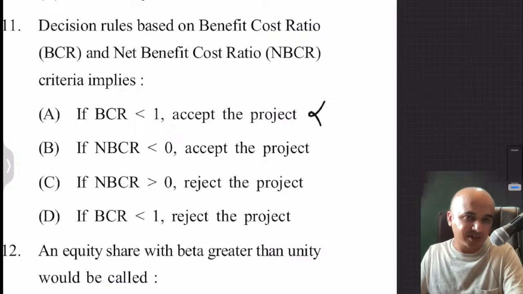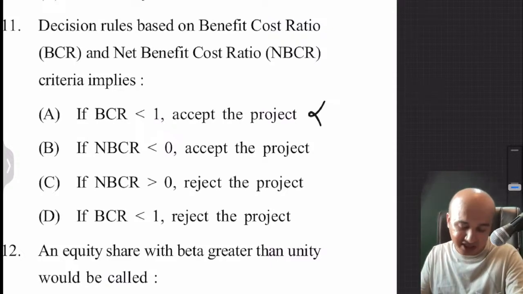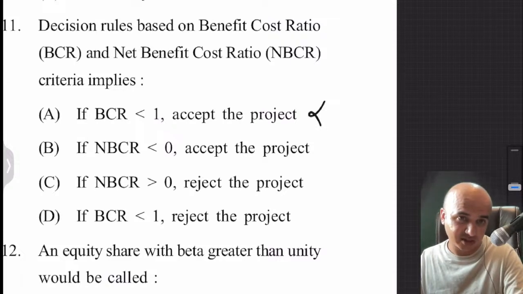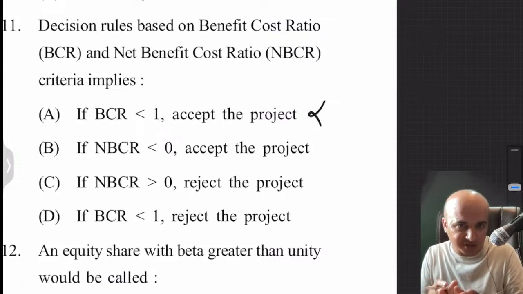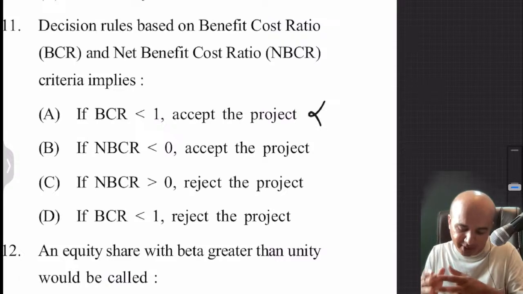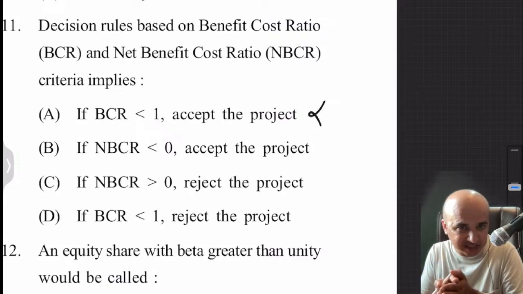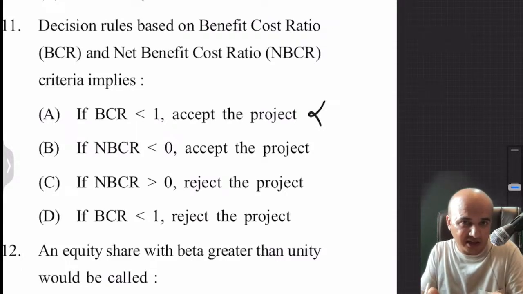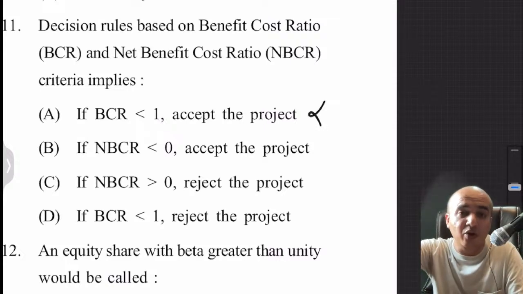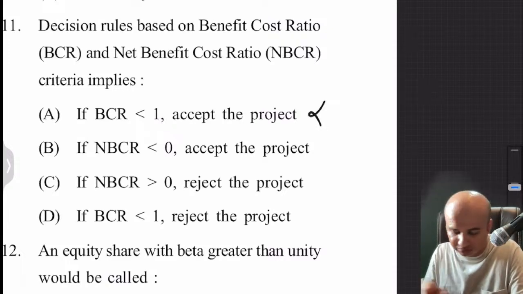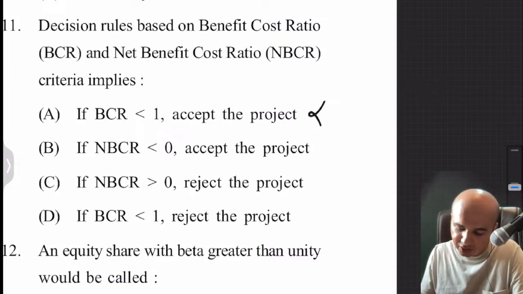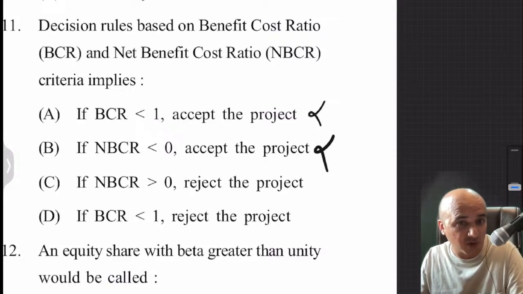Then let us look at option 2, which is if NBCR is less than 0, accept the project. See, net benefit cost ratio or NBCR, what does it do? It compares the present value of benefits to the net present value of the cost. Again, if the NBCR is negative, what does it indicate? It only indicates that the net present value of the cost in fact exceeds the net present value of benefits. Why would I even accept such a project? Okay, so here also we will not accept such a project.